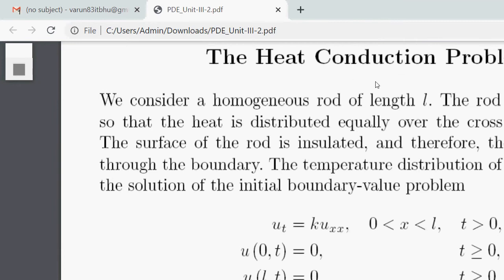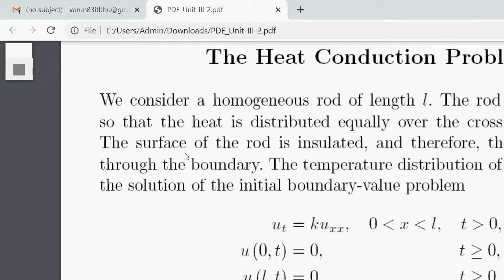The rod is sufficiently thin so that the heat is distributed equally over the cross section at time t. The surface of the rod is insulated and therefore there is no heat loss through the boundary. The temperature distribution of the rod is given by the solution of the initial boundary value problem u_t is equal to k u_xx for x belonging to the open interval 0 to L and t greater than 0.